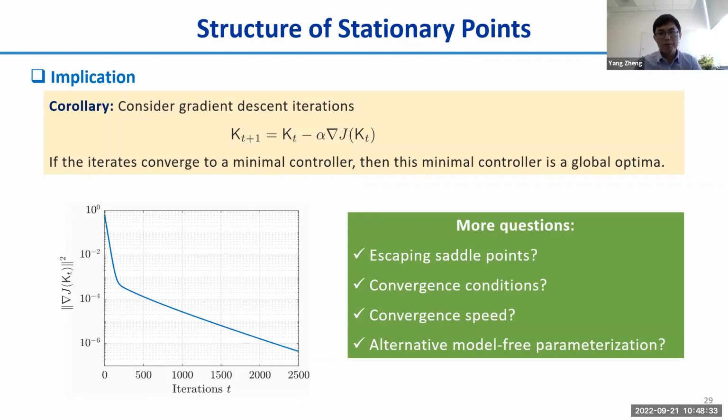But of course, there are a lot of open questions. First of all, how do we choose step size? How do we guarantee it converges? We also know there are some saddle points. Basically, it may converge to a saddle point, and then how do we escape the saddle point, and what is the convergence speed? All these are open. Also, right now we use this standard state space parameterization, and maybe there are some other parameterization for this LQG problem, which may give us some better landscape property.